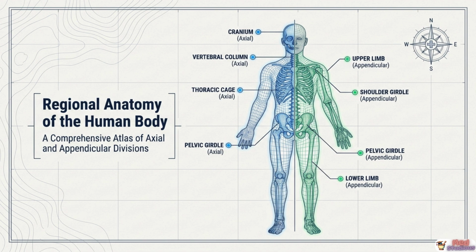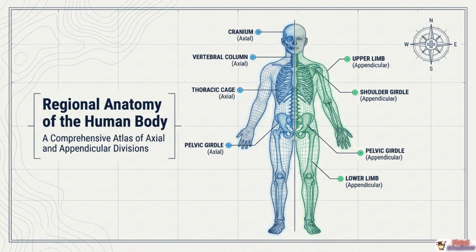Welcome to Med Studious. In this video, we are building the complete regional anatomy atlas of the entire human body, the master map that every medical professional uses to navigate, communicate, and diagnose. The human body is not described as a single, undivided structure. Instead, it is systematically divided into named regions organized under two major divisions, the axial division and the appendicular division.